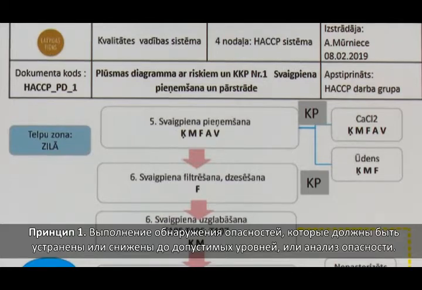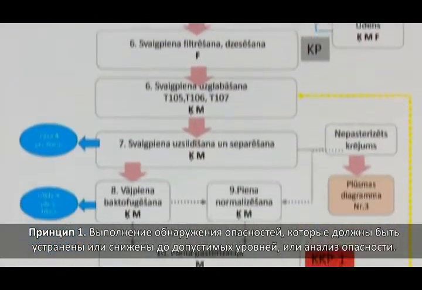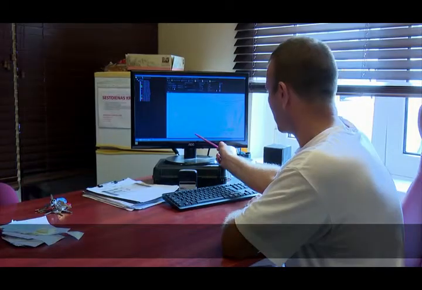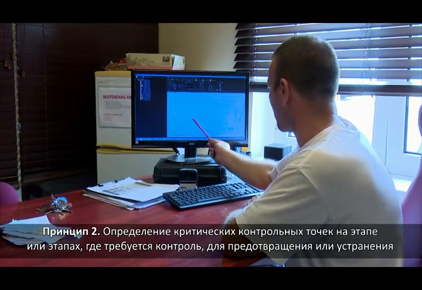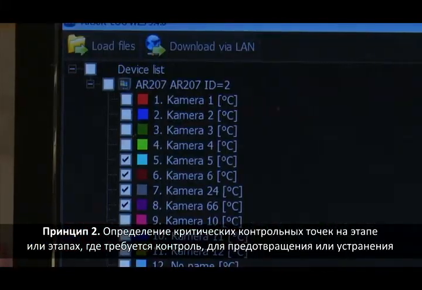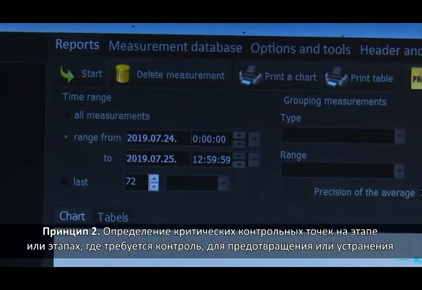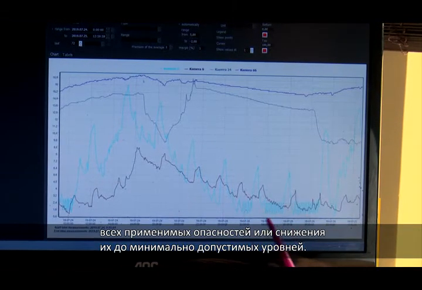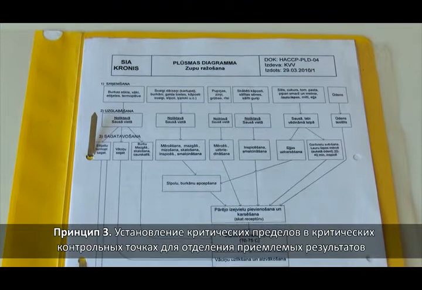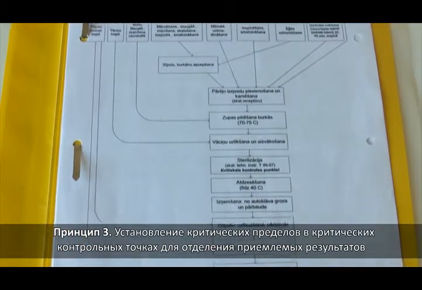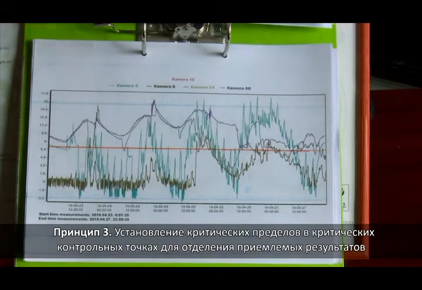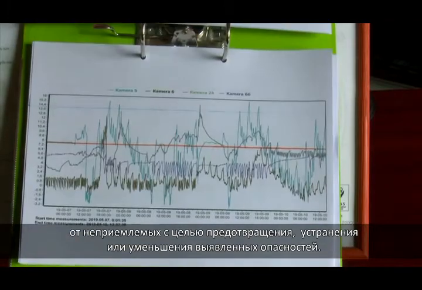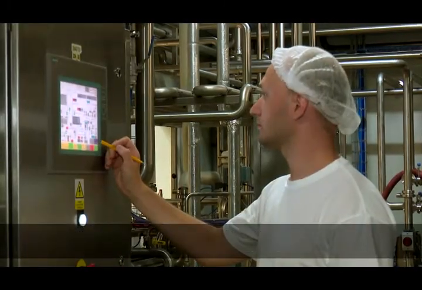Principle 1. Performing the detection of hazards that must be eliminated or reduced to permissible levels, or hazard analysis. Principle 2. Determining of critical control points at the stage or stages where control is required, to prevent or eliminate all applicable hazards or to reduce them to minimum permissible levels. Principle 3. Establishment of critical limits at critical control points to separate acceptable results from unacceptable ones in order to prevent, eliminate, or reduce identified hazards.